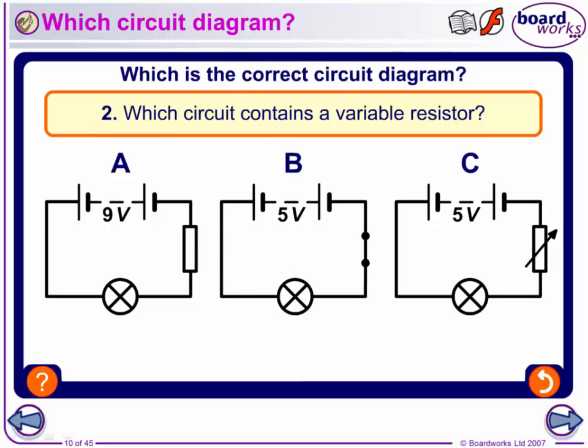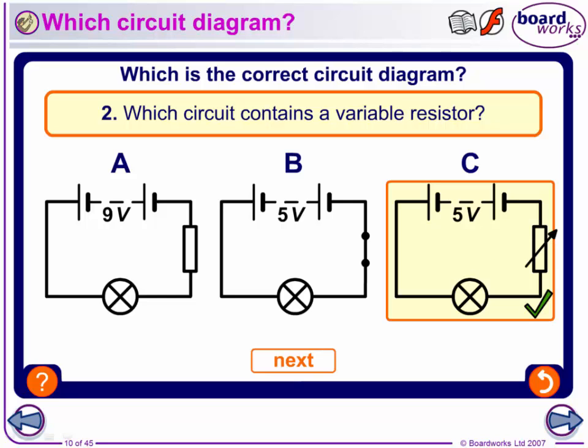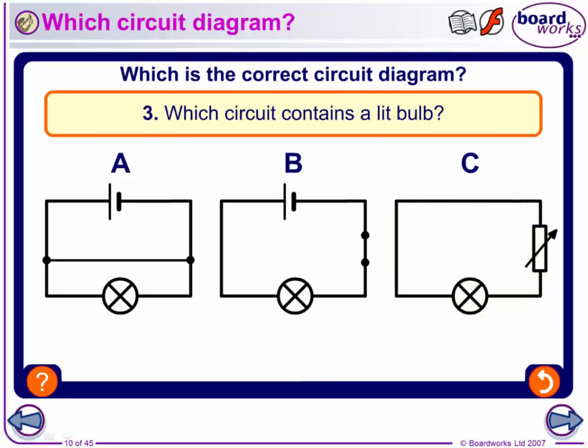Which circuit contains a variable resistor, so that's one you can adjust. It's that one with the arrow on the right-hand end here. Okay, that's the adjustable resistor, or variable resistor, sometimes called a rheostat. Which circuit contains a lit bulb? C won't work because there's no power supply. A you'll find is a short circuit, which we'll talk about later here.